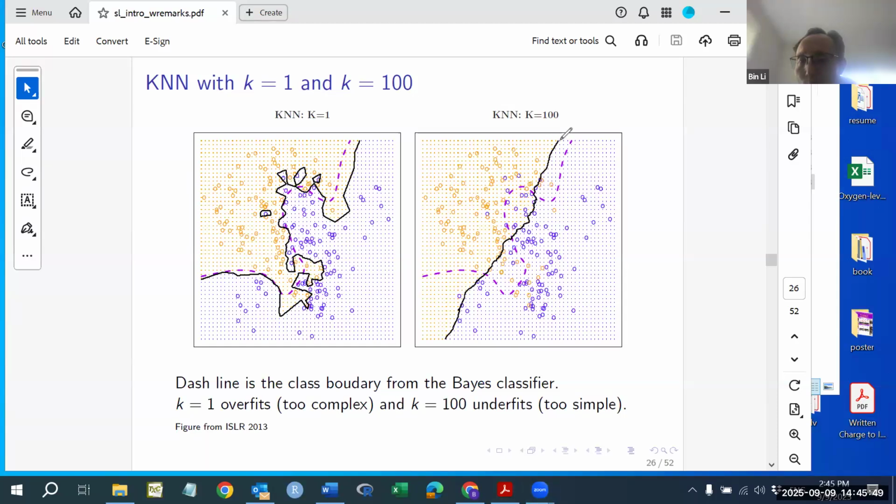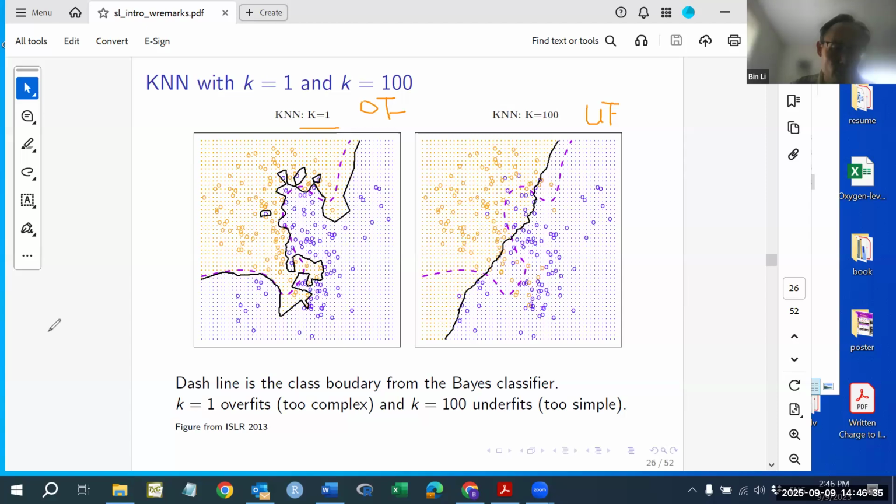And by the way, the black zigzag curve is the boundary from the model. And because this is a simulation, the underlying true boundary is that purple dash curve. Purple dash curve, that's the true boundary. So you can see, when K is 1, this one overfits. But for this one, it underfits, because the boundary here is close to a line. And the boundary here is too flexible. It overfits.